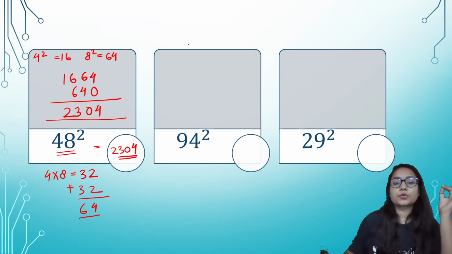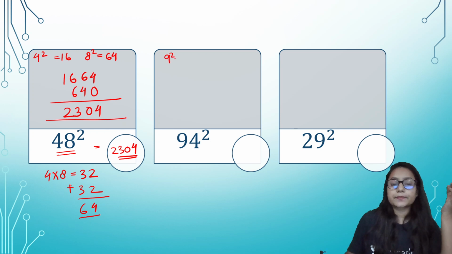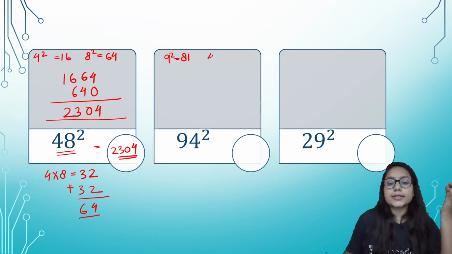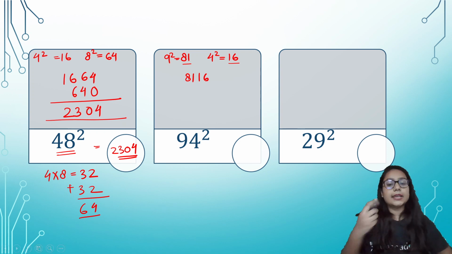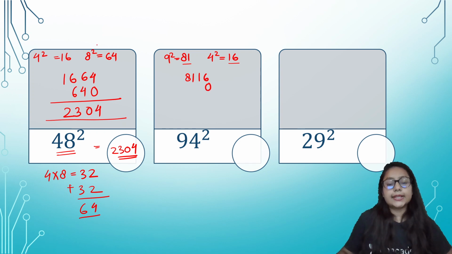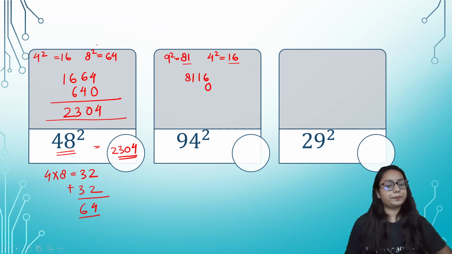What is 94 square? What is the square of 9? It is 81. What is the square of 4? It is 16. Write both these squares side by side. I have 81 and 16. Okay. Now, next step. Write 0 below the last digit.